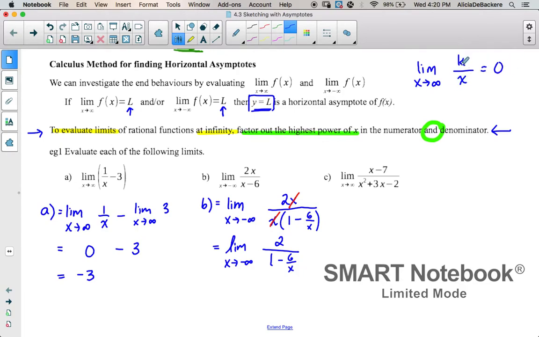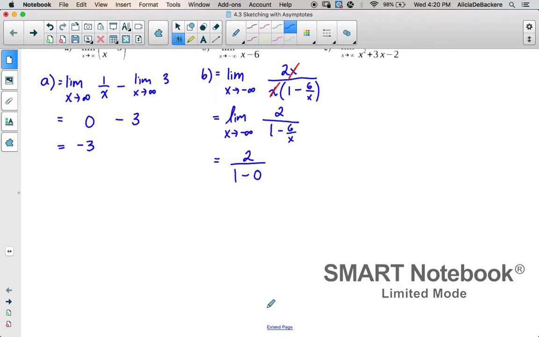I don't care how many dollars you have. If you split it between a gazillion trillion people, you all pretty much have $0. So this is the expression that we're looking for. As I take the limit as x approaches negative infinity, 2 is still just 2, 1 is still just 1, but negative 6 over x will turn into about 0. And you can say subtract 0 or add 0 here. It doesn't really matter because it's 0. All I'm left with here is 2 over 1, and so I have 2.